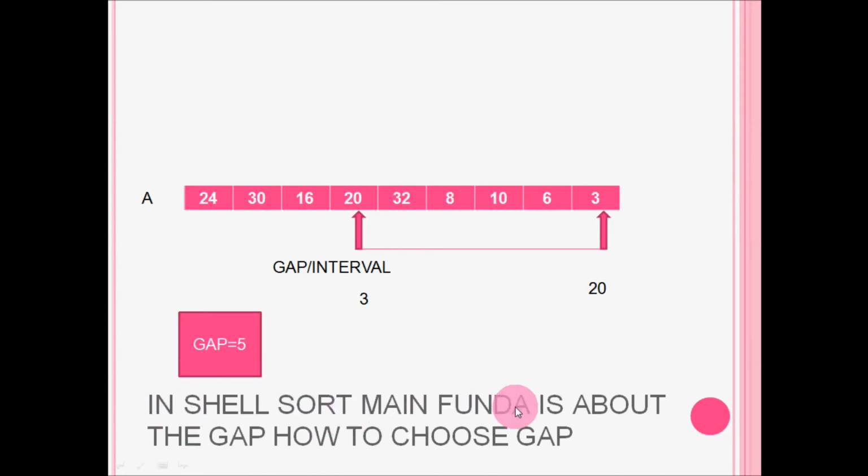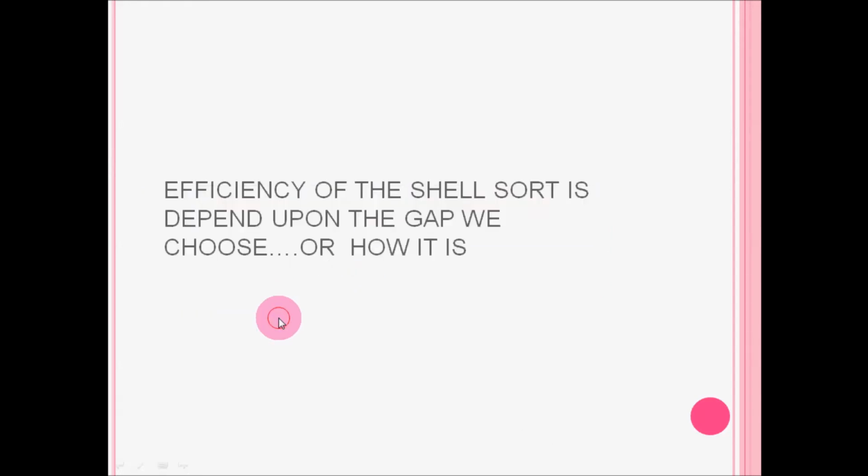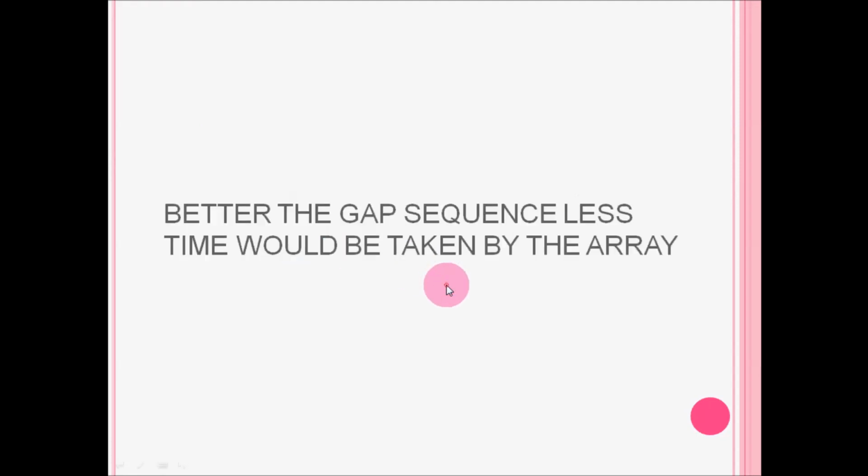In shell sort, the main point is the gap: how to choose the gap. It is not the case that you can choose whatever gap you want, a gap of 7, a gap of 4, a gap of 1, a gap of 2. It is not like that. There are many methods to select this gap, because the efficiency of shell sort depends upon the gap we choose. The better the gap sequence, the less time the sort takes on the array.